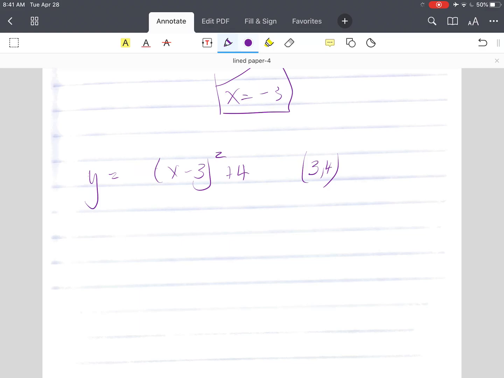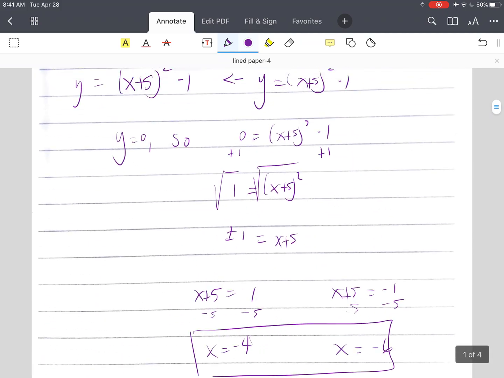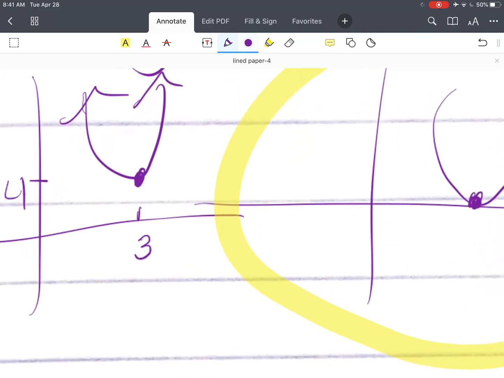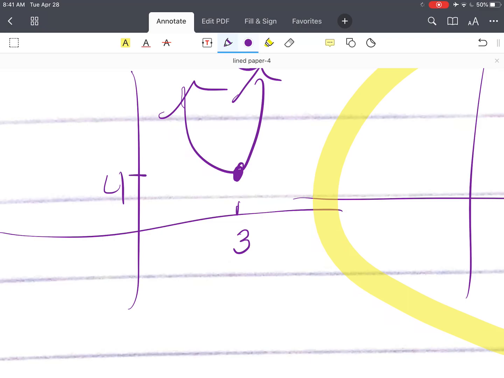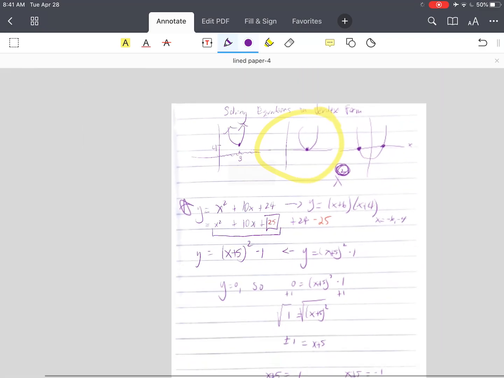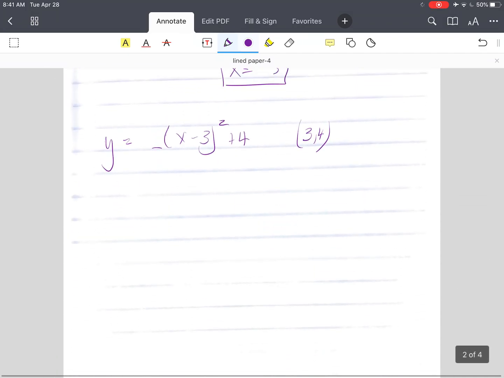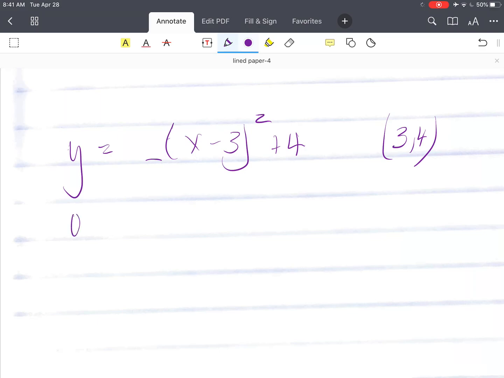So right now, this is telling us that the vertex is at (3, 4). And it's a positive parabola, right? Because there's a positive 1 in there. So the vertex is sort of like right here, (3, 4), and it's going up. So visually, you can see this parabola does not cross the x-axis. So in theory, we should not be able to solve this equation. And let's see what happens.